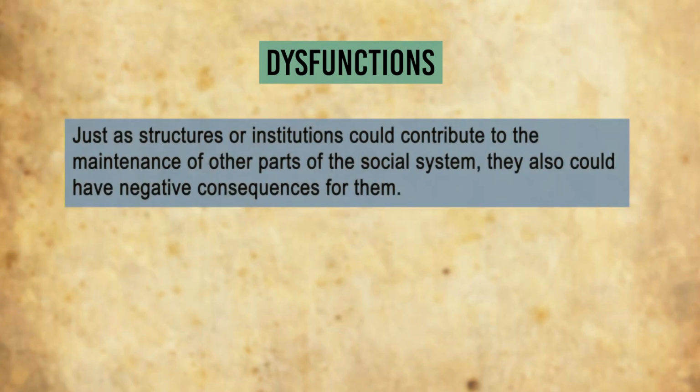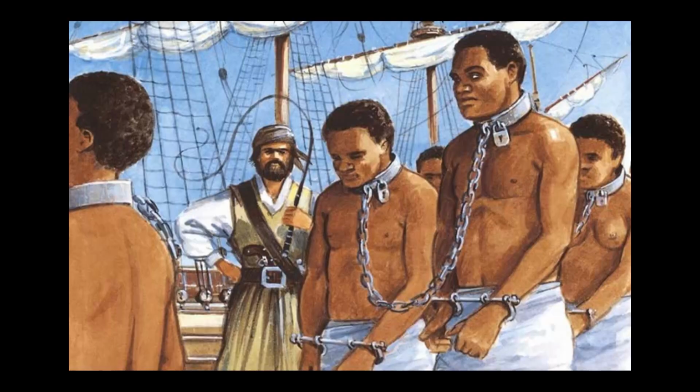There's always room for dysfunction. Just as structures or institutions could contribute to the maintenance of other parts of the social system, they could also have negative consequences. So certain institutions might be functional. Again, as I said, certain parts may be dysfunctional as well. For instance, slavery can be dysfunctional.